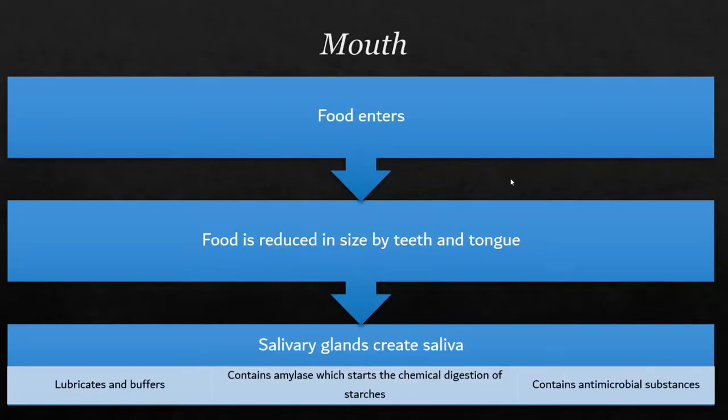Food enters the digestive system at the mouth. In the mouth, food is reduced in size by the teeth and tongue during chewing. As the mouth chews, salivary glands create saliva. Saliva lubricates and buffers the mouth. It also contains amylase, which starts the chemical digestion of starches. Saliva also contains antimicrobial substances.